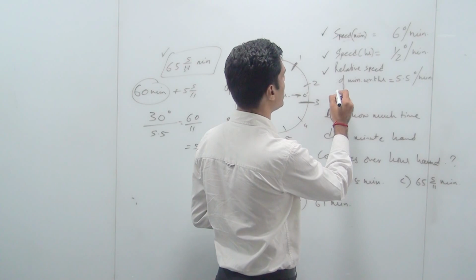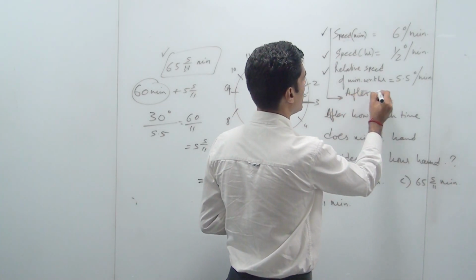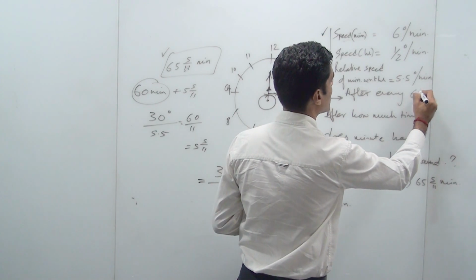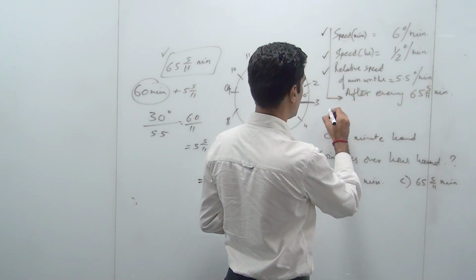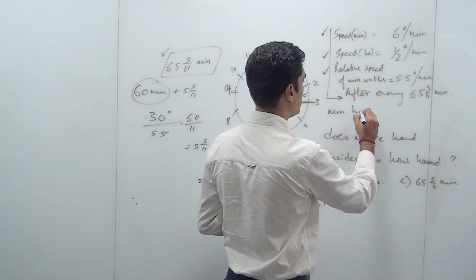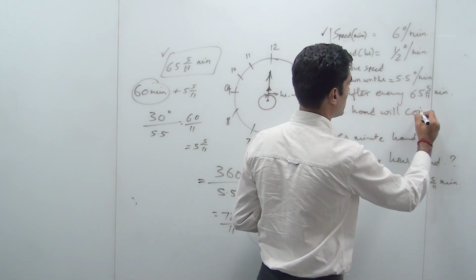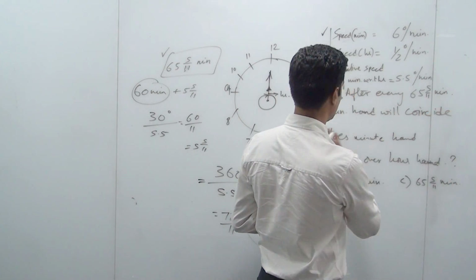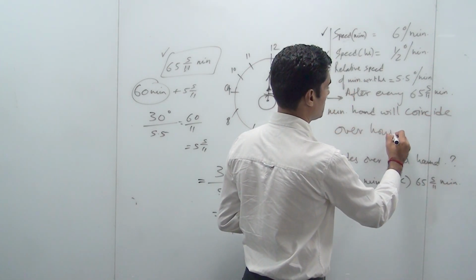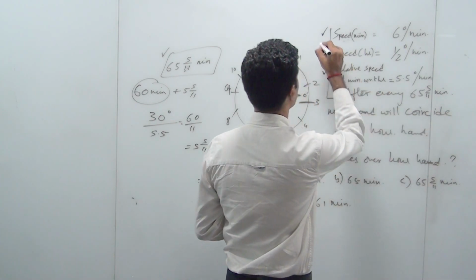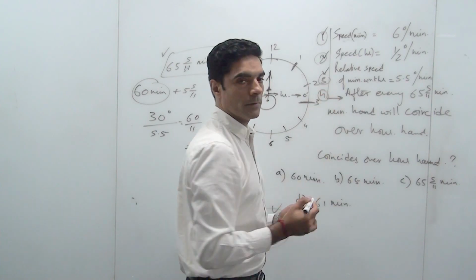So this is the fourth concept which I want you to remember, that after every 65 5 by 11 minutes, minute hand will coincide over hour hand. So this is 1, this is 2, this is 3, and this is the fourth concept.